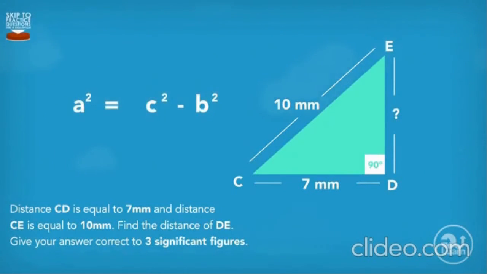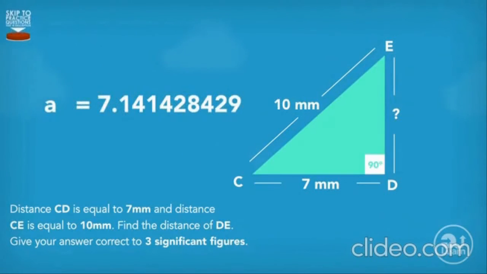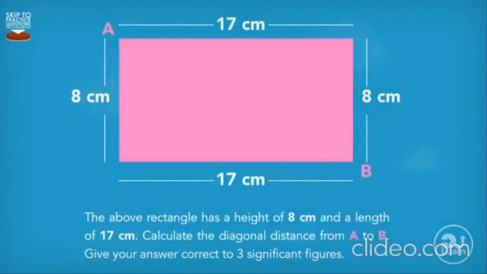After rearranging the formula, the values have to be subtracted, with a square root. So C is 10, B is 7. 10 squared minus 7 squared is 100 minus 49, which means 51, square root of 51. Let's get the answer in your calculator. It's such a long answer, but we have to round this number to 3 significant figures. Therefore, it becomes 7.14 millimeters.